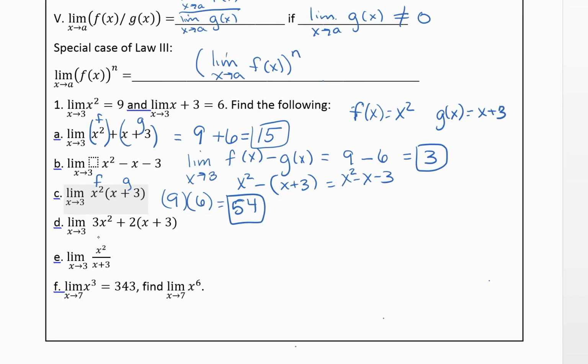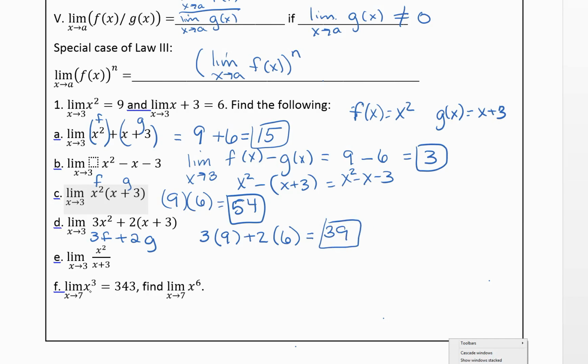Okay, the limit as x goes to 3 of 3x squared plus 2 times x plus 3. Well, this is like 3f plus 2g. Okay, and we could do this step by step and write it all out, but what we can actually do is just take the 3 times the limit of f of x, which was 9, plus 2 times the limit of g of x, which is 6. So we'd have 27 plus 12, which would give us 39. Okay. This next one, the one we haven't done yet, is dividing. So we've got f divided by g. So we can just take our limits, 9 over 6, which we could reduce down to 3/2.